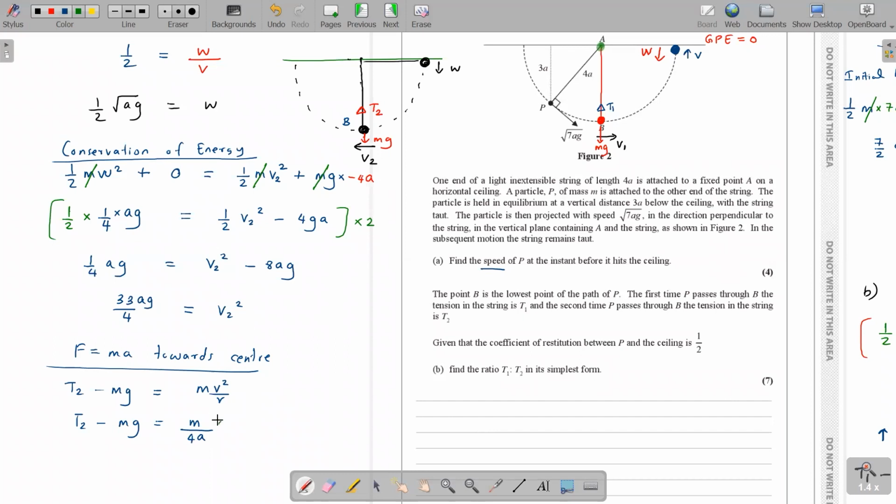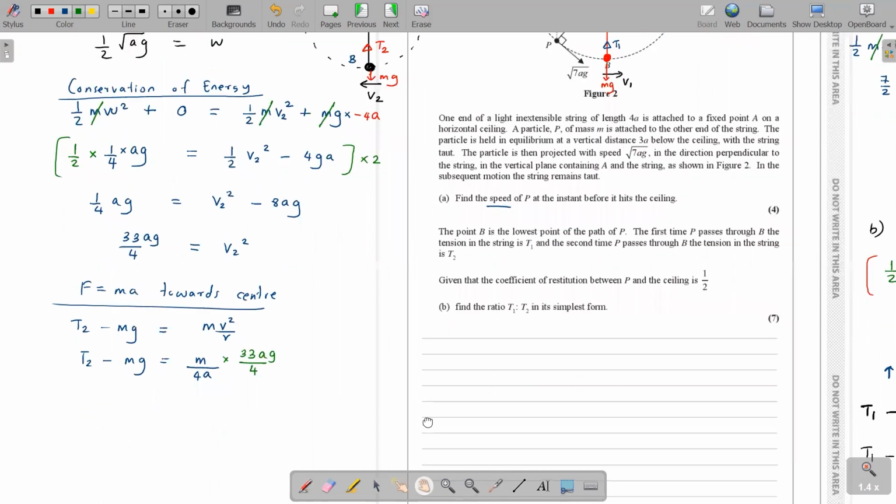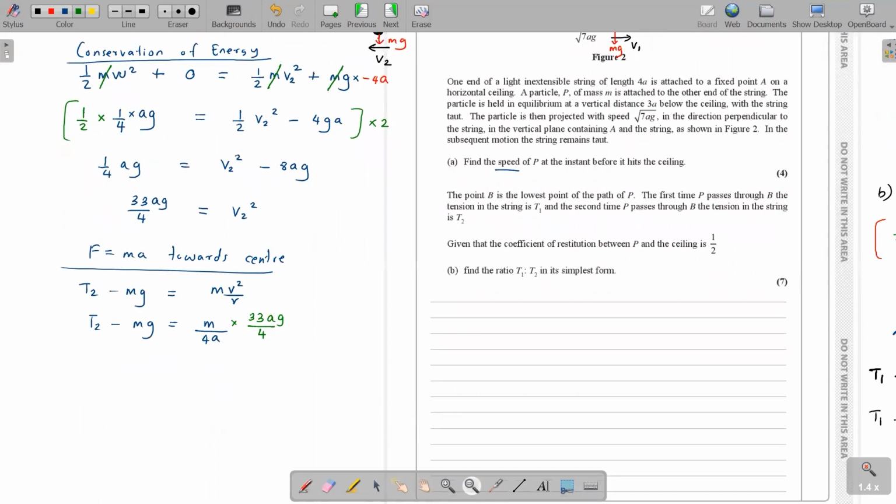So v2 squared is 33ag over 4. V2 squared is already given to me, so we don't need to square. This is v2 squared already, so directly put the value. We can cancel off the a to a. And then I get here tension 2 is 33 mg over 16 plus mg.